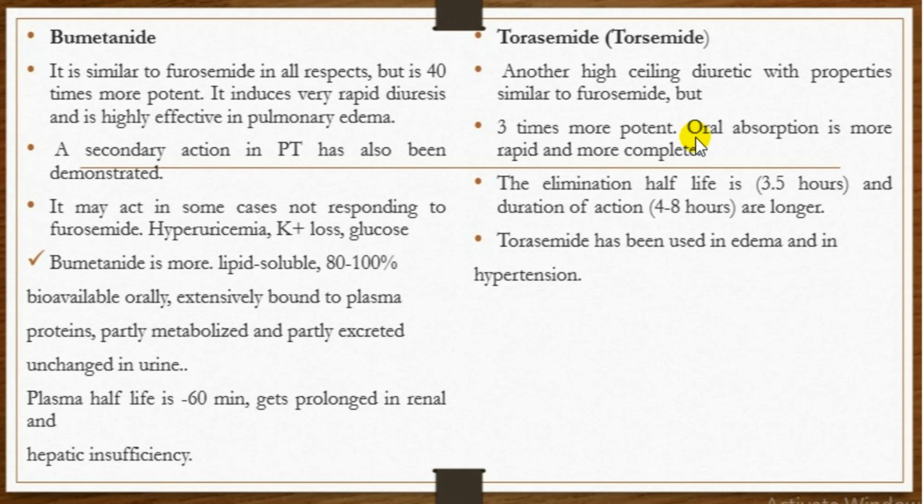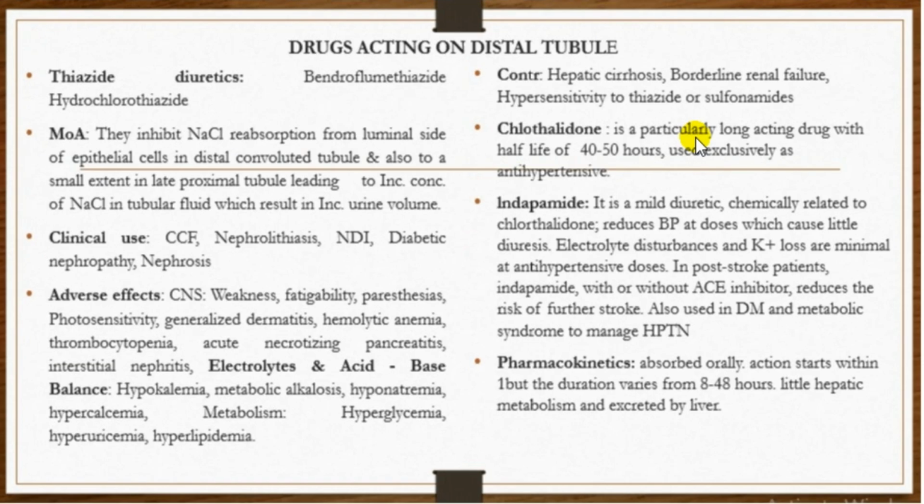And it's also very effective in the management of edema and also in hypertension. So basically this is what we need to know about the loop diuretics. Now let's look at the drugs which act on the distal convoluted tubule, or basically let's look at the thiazide diuretics. And as we've seen, these always end with thiazide. So we have the bendroflumethiazide, the hydrochlorothiazide.